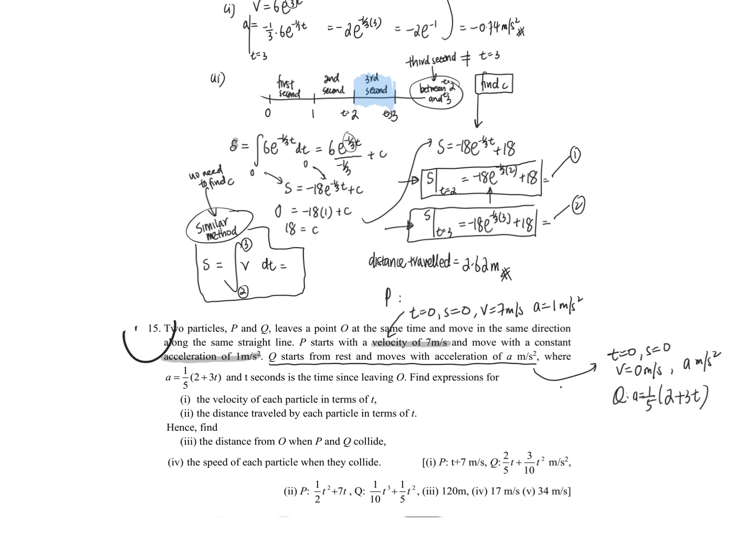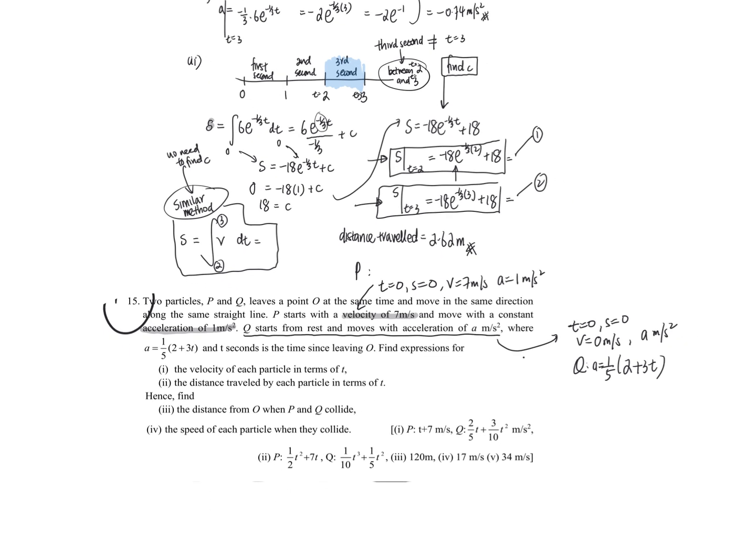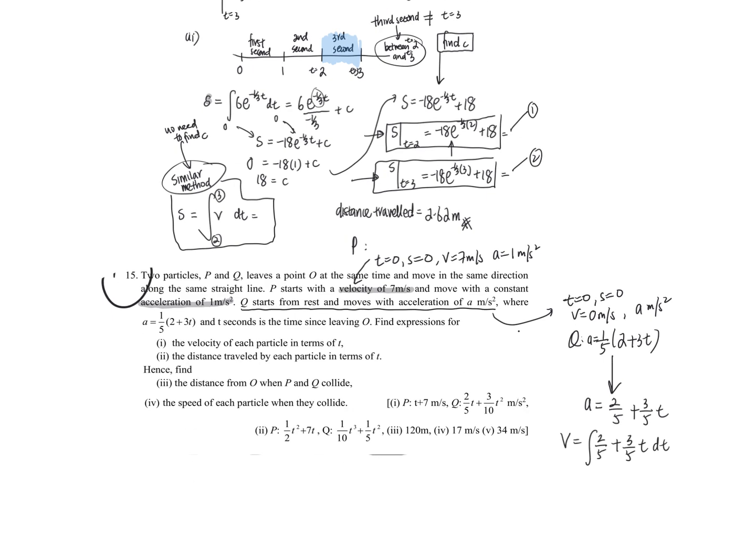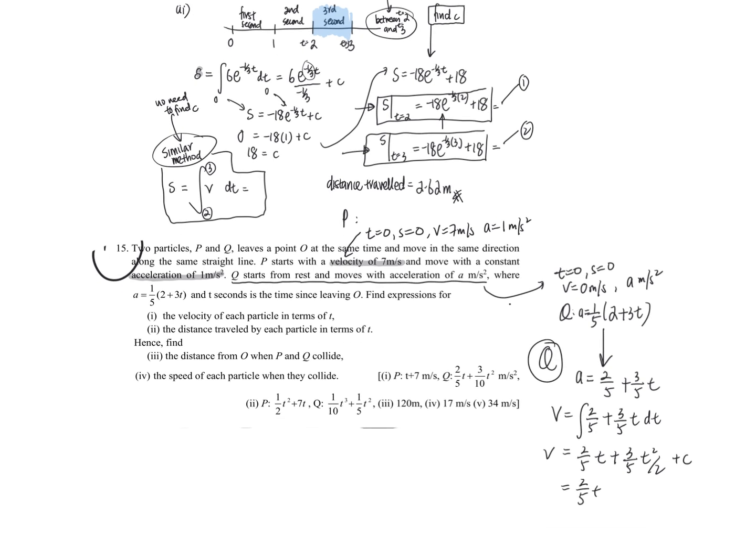Okay, so find an expression for the velocity of each particle in terms of t. So first thing first, this I can integrate by expanding it out first. So this is 2/5 plus 3/5 t. So if I find velocity, I integrate this. So for particle Q, if you simplify it, you get 3/10 t squared.